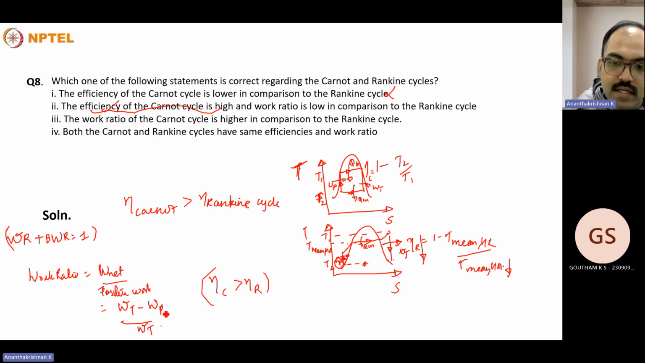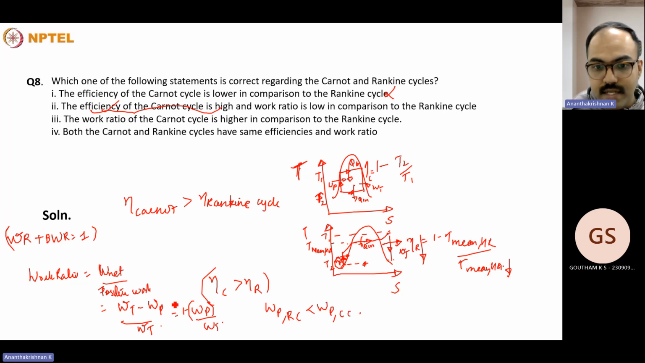So what you could see is that 1 minus WP divided by WT. WP will be low for the Rankine cycle. WP for the Rankine cycle will be less than the WP for the Carnot cycle. So this is low. That means that always the work ratio is high. And then the other part.